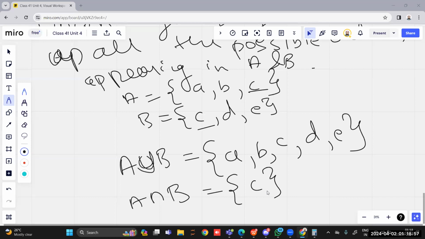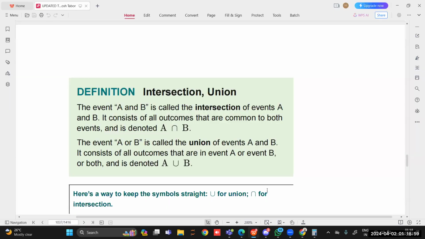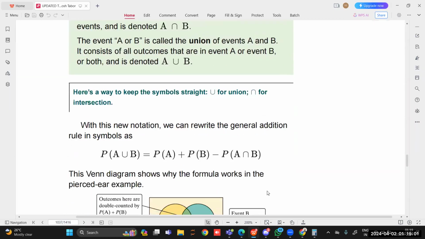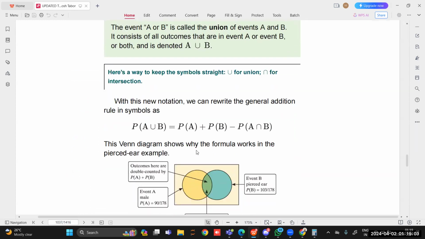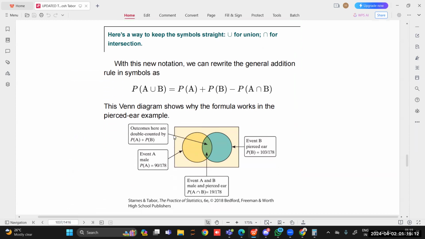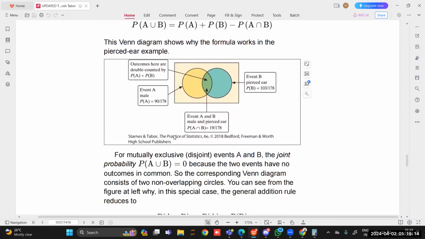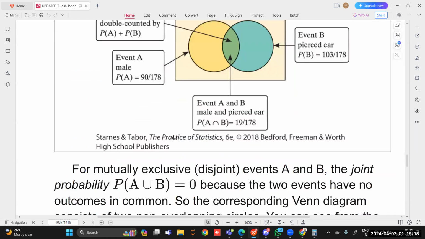Is it easy? Yeah, it's pretty easy. So again, see the general rule of addition, or the general rule of union, he has given in the form of union and intersection. So he has given here the intersection.